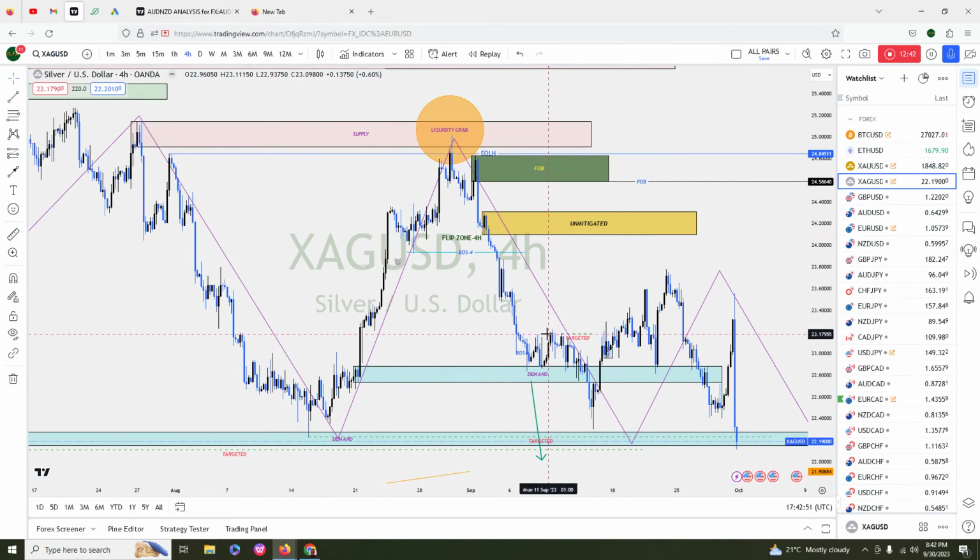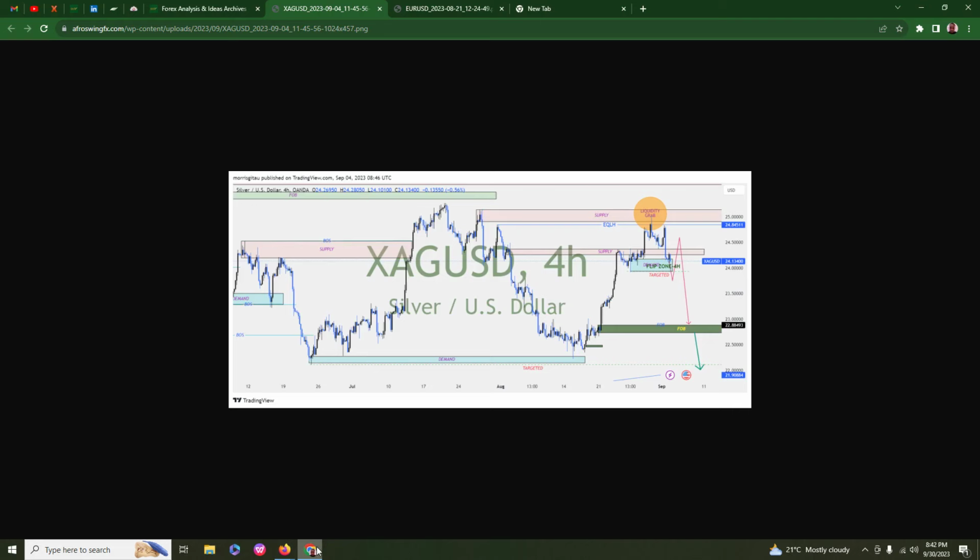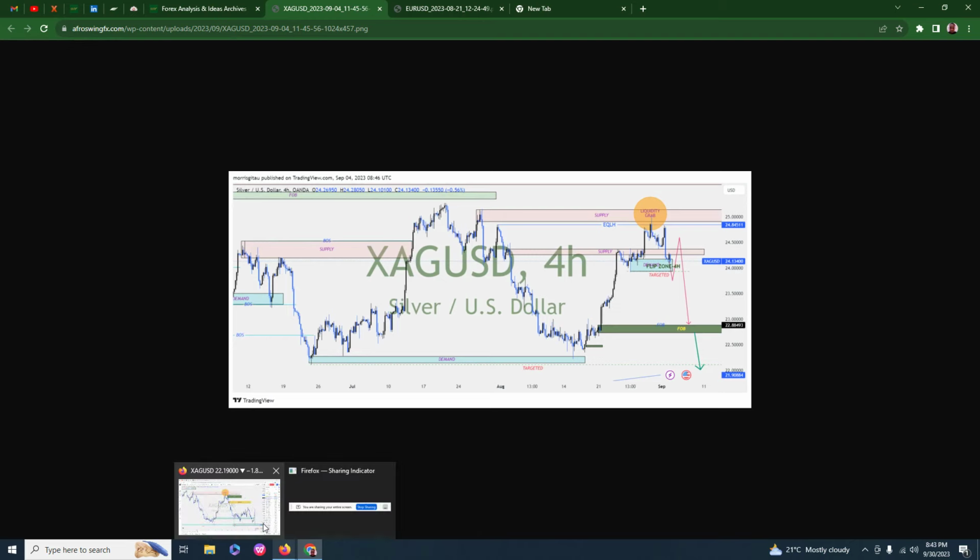So if you look at this chart, we were targeting the 22 or sub 22 levels. It was taken out. So those levels were clearly taken out. So if you took this trade, I think you made bank. You made some good money.